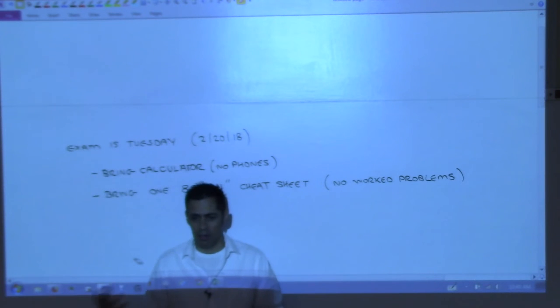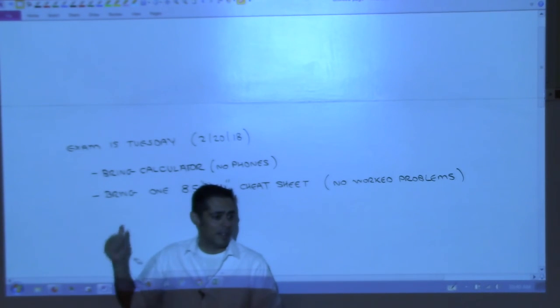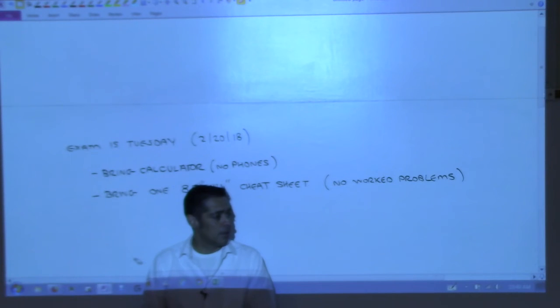If you can't do the homework problems with just your cheat sheet, you're not ready, because that's exactly what you have to do on Tuesday. You have to come in here and just have that one reference sheet and be able to do everything. So I would suggest practicing that. Put yourself in that environment.